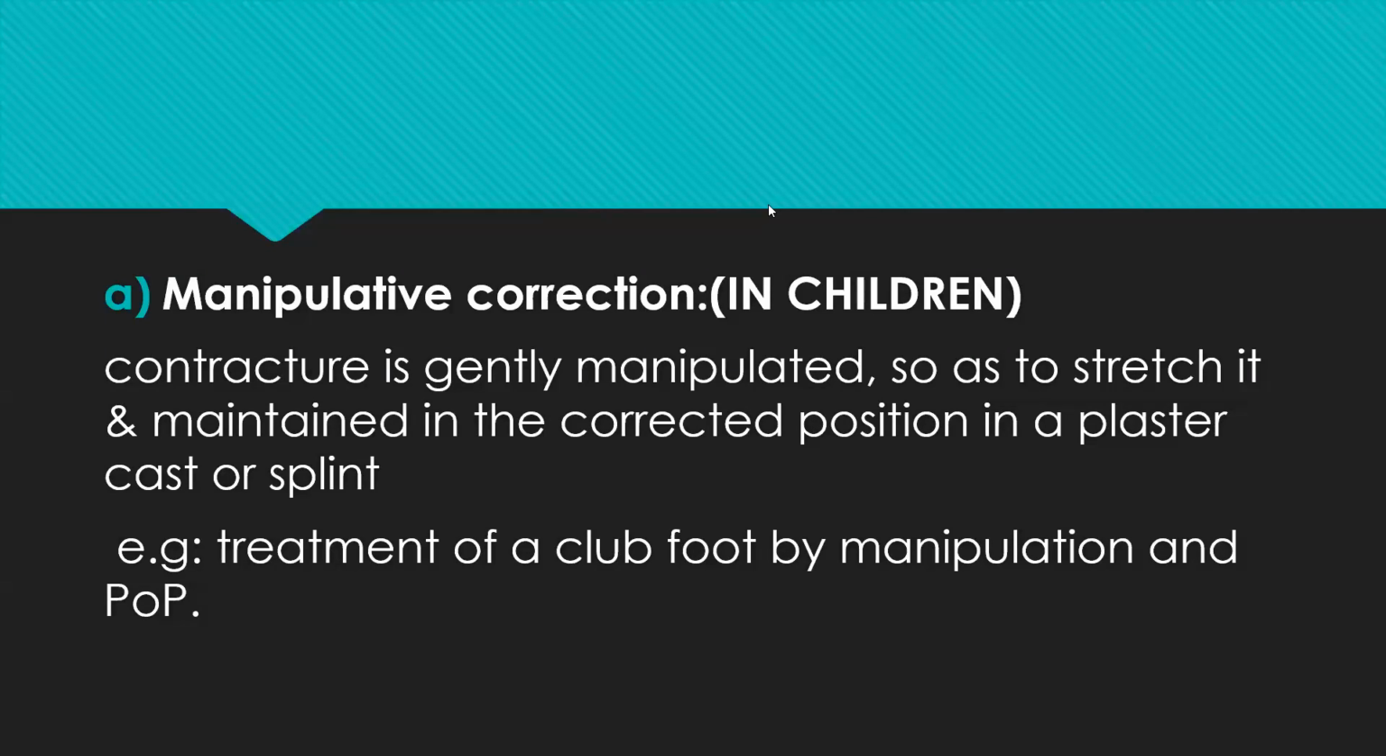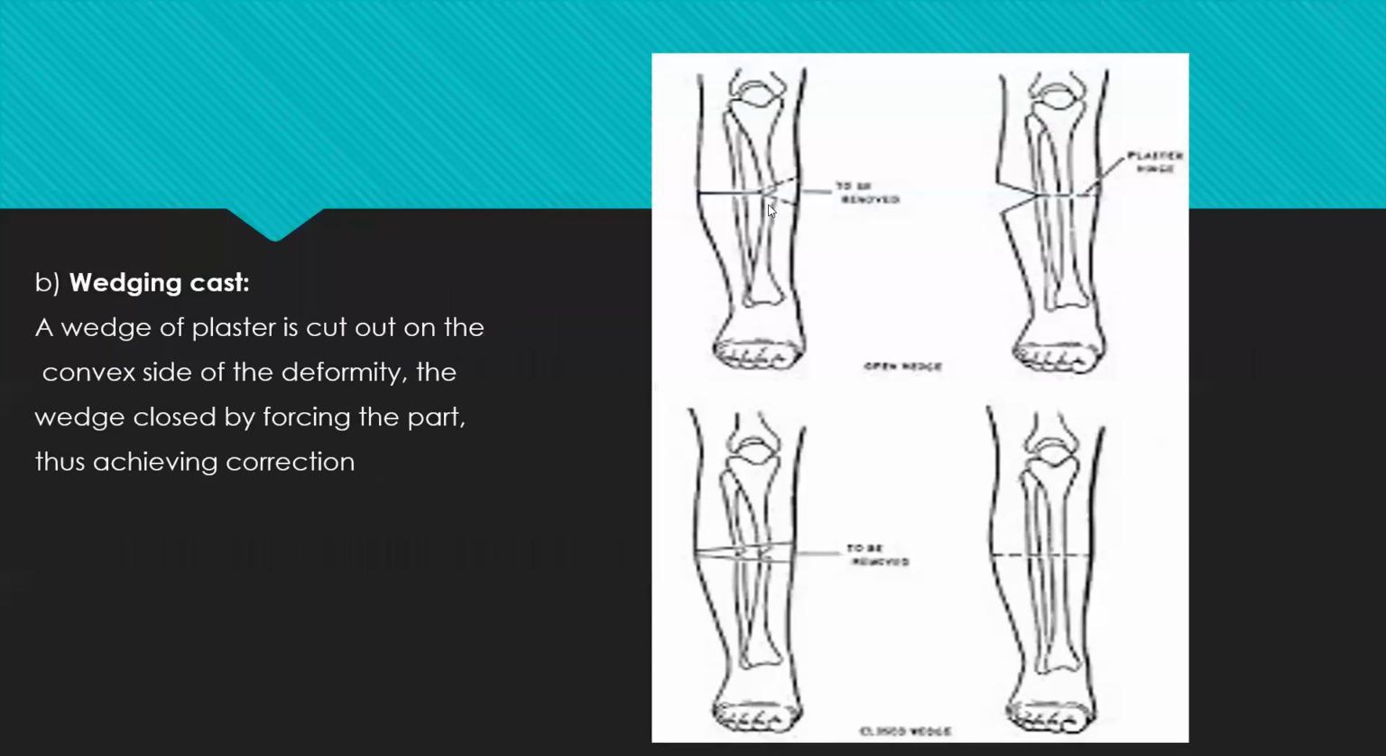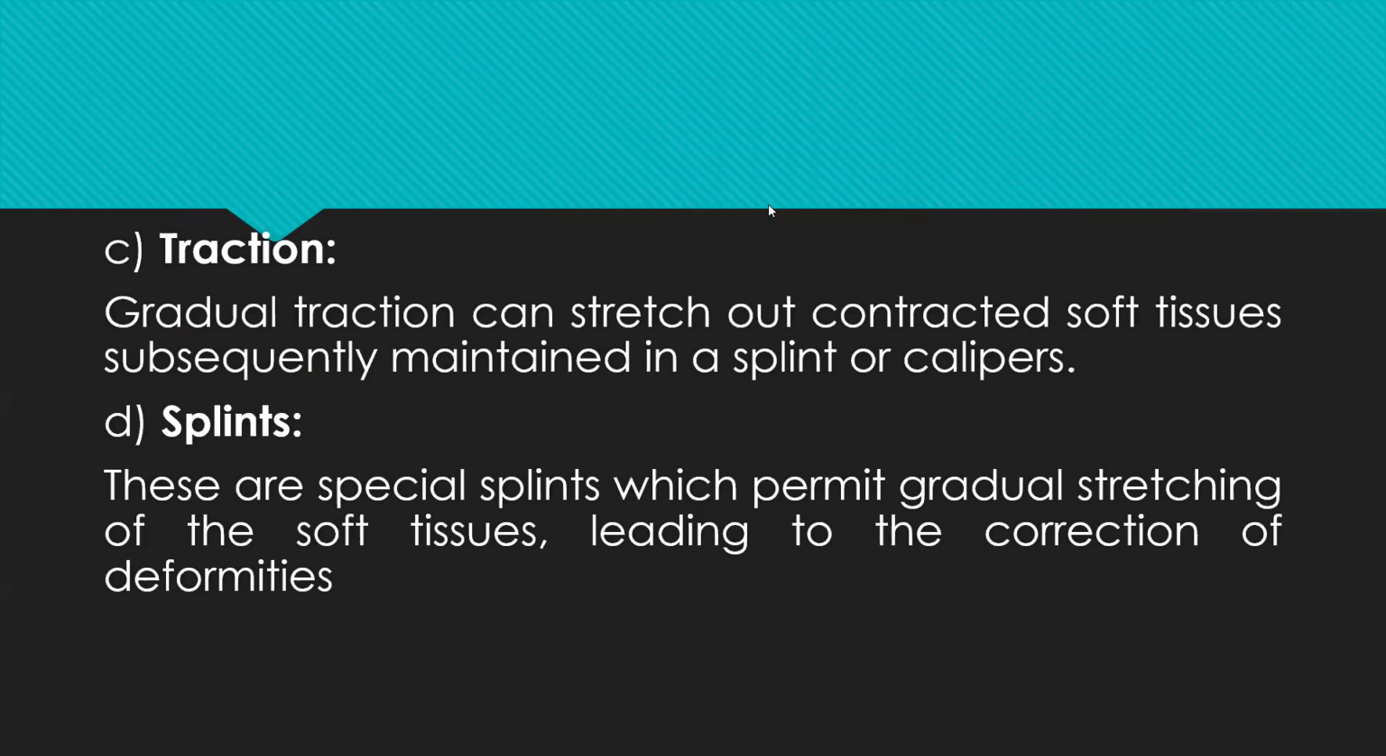Manipulative correction is done for club foot. Wedging cast: whenever the deformity is there and the POP is applied, we can correct the deformity inside the POP itself. We cut a wedge in the plaster, then correct the deformity and again reinforce the plaster. It may correct the deformity. Traction, gradual traction can stretch out contracted tissues and subsequently maintain the correction in splints. Various splints are available which can permit gradual stretching of the soft tissues.